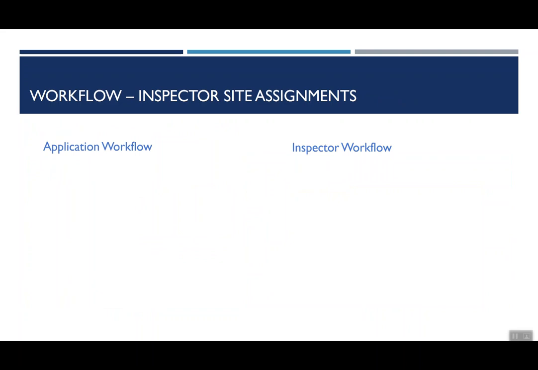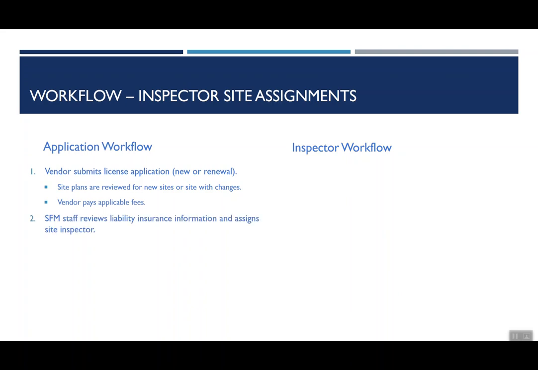The second topic for training is workflow. There are two workflows happening in LMS during the application process. The first part is the vendor's workflow. The vendor submits their application form online. If the site is new or a renewal with changes from last season, site plans are reviewed and approved first. Then the vendor pays their license fees. We then review their insurance information and assign an inspector to the site.